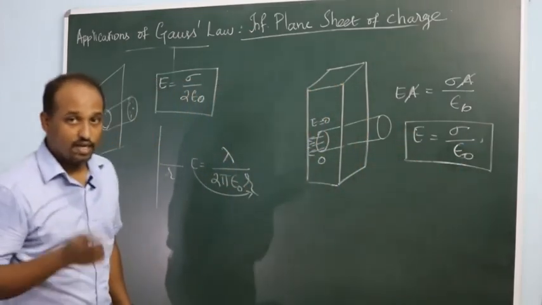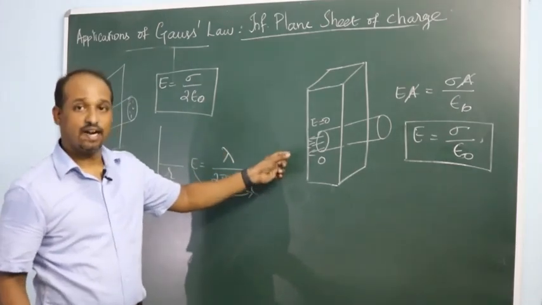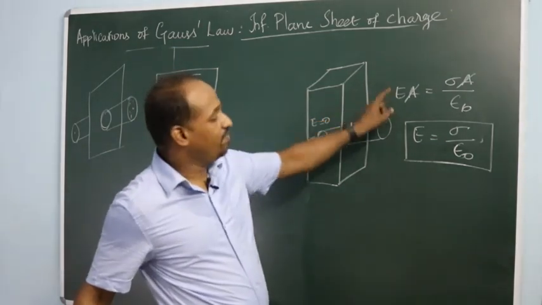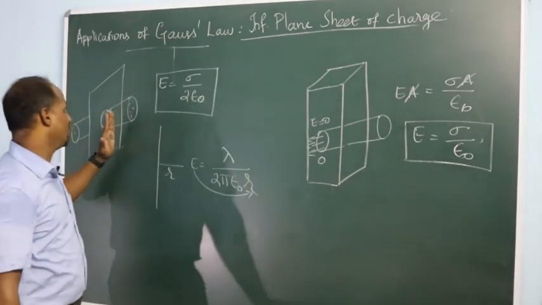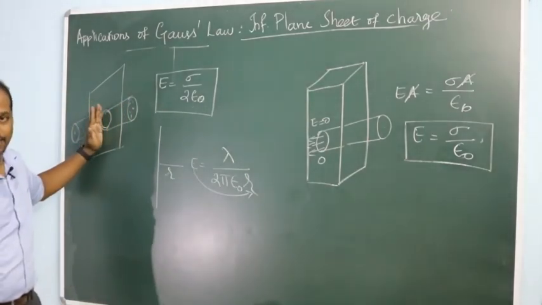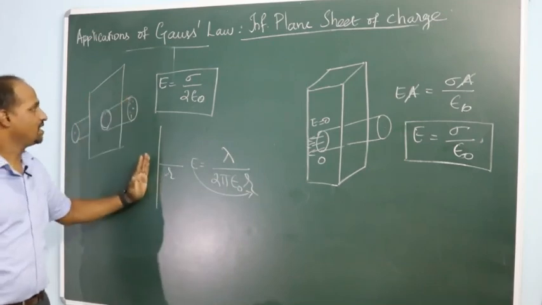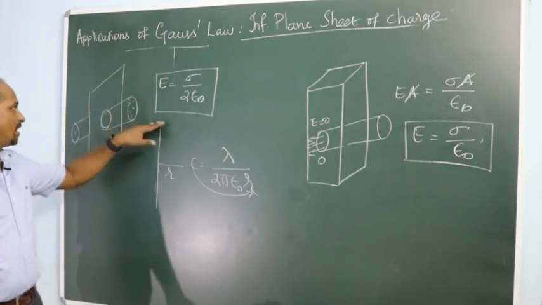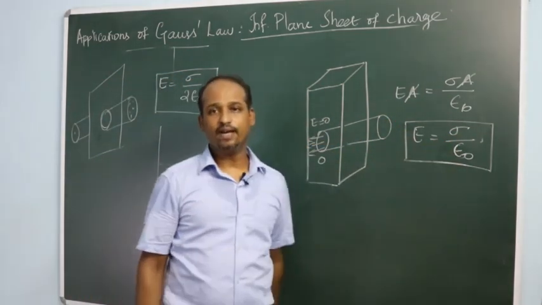The electric field due to a sheet of charge with some thickness, a conducting sheet of charge, at all points nearby that sheet will be sigma by epsilon naught. A thin sheet of charge is an ideal thing, an idealization. It doesn't exist really, but it's an idealization. From a sheet of charge, the electric field at nearby points will be sigma by 2 epsilon naught on either side, but here on this side it is going to be sigma by epsilon naught.